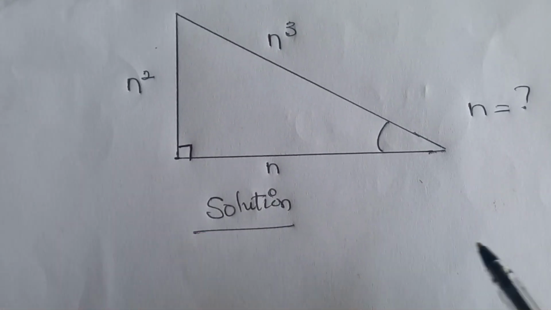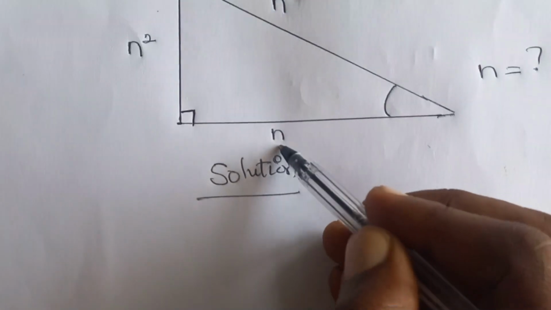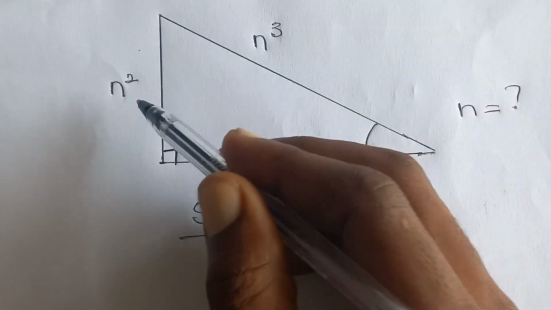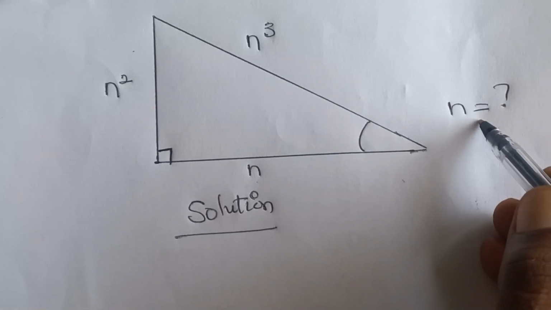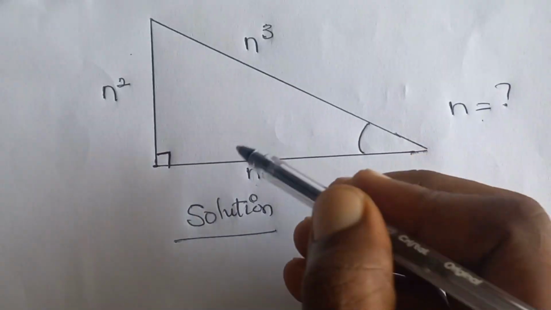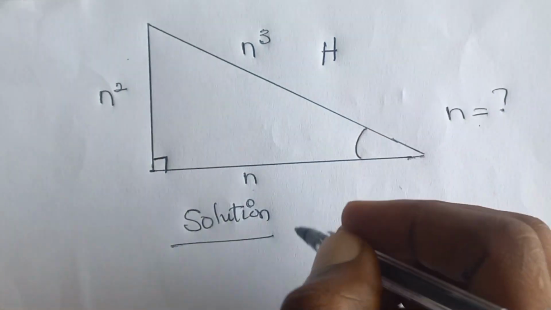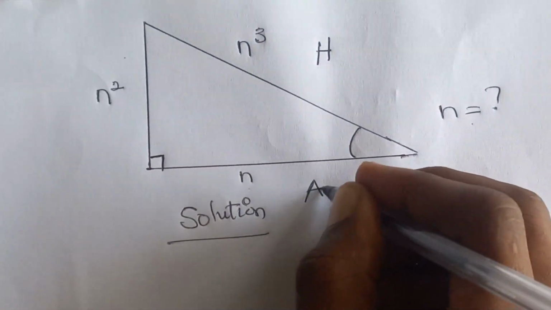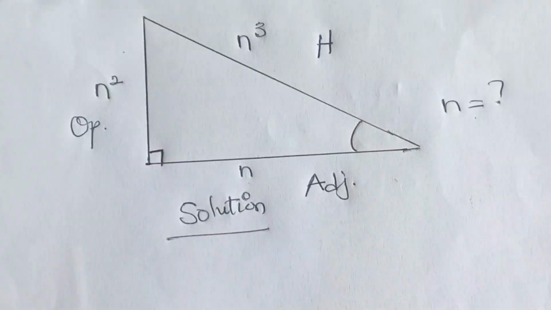So today we are looking at this right-angled triangle. We have it in n cubed and n squared. We are looking for n out of n. So as you can see, here is my hypotenuse. Here is the adjacent. Here is the opposite. Okay.